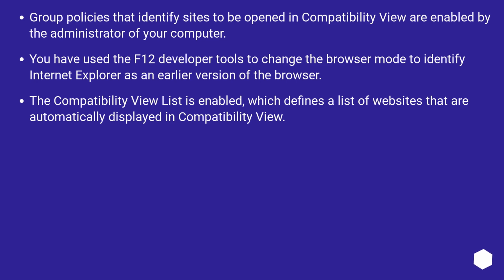Group policies that identify sites to be opened in Compatibility View are enabled by the administrator of your computer. You have used the F12 developer tools to change the browser mode to identify Internet Explorer as an earlier version of the browser. The Compatibility View list is enabled, which defines a list of websites that are automatically displayed in Compatibility View.